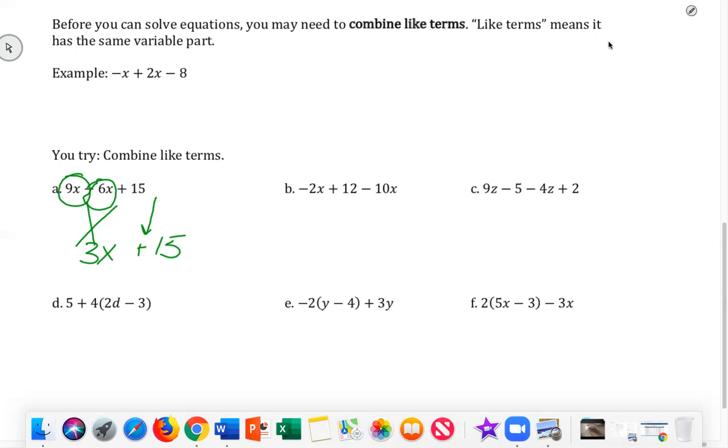Which other one would you like me to do? Emma. B, C, D, E, or F? C. So in C, I'm going to do the same thing, okay? So the 9z and the -4z can be combined to give me 5z, because 9 minus 4 is 5. Now I have these constants.